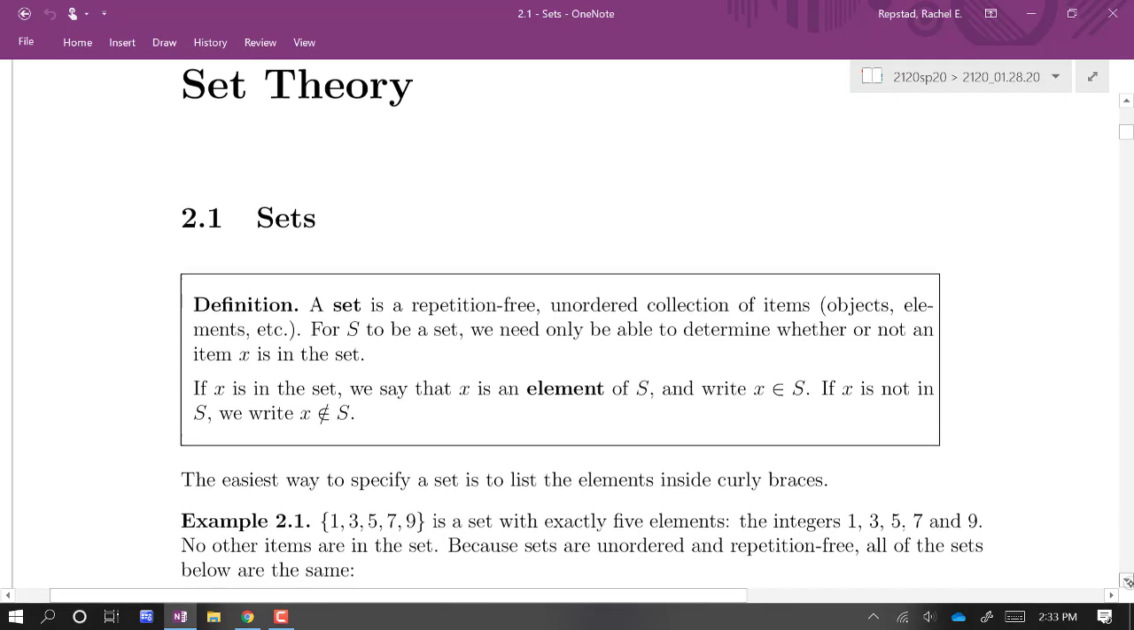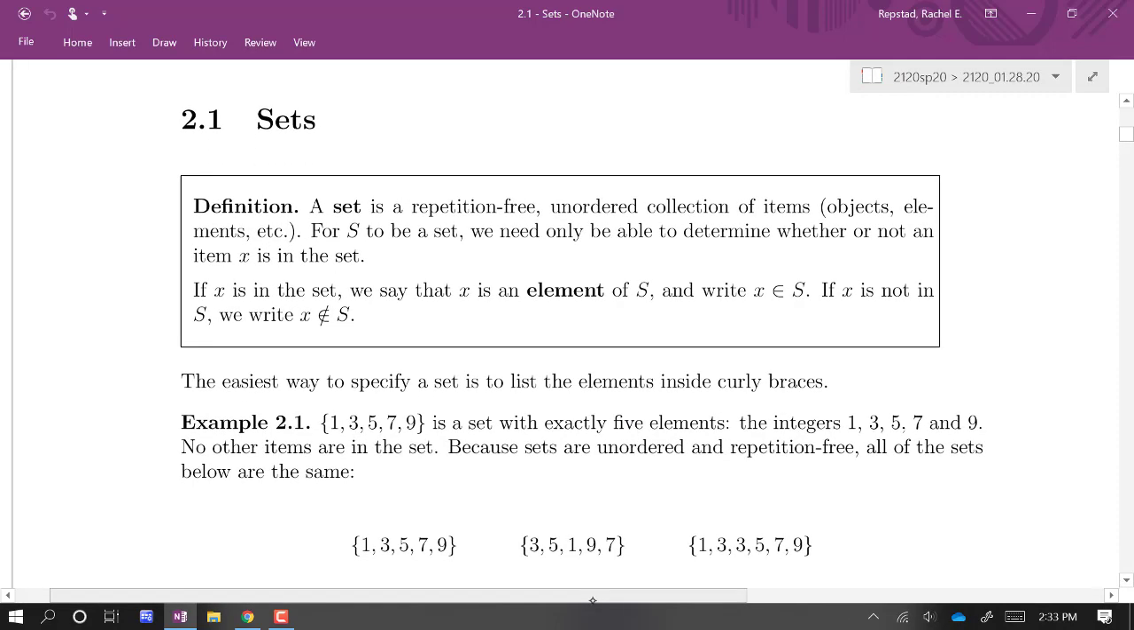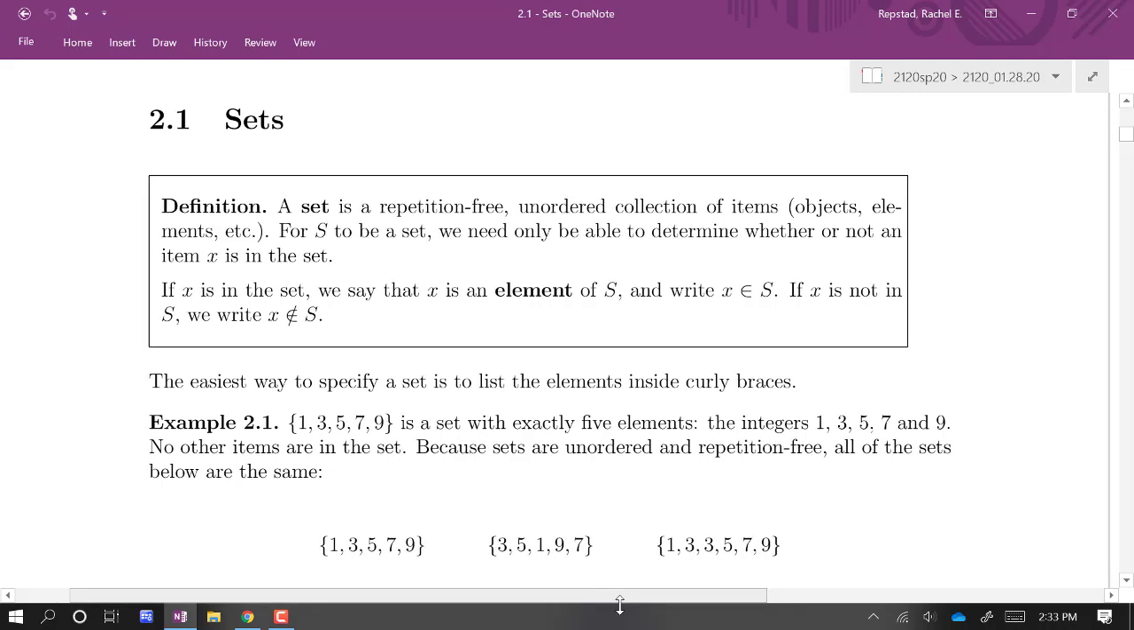So, every discrete math course and virtually any higher level math course begins and has its foundation in sets. So, a set is simply a collection of elements. There's a little bit more wordy definition here: a repetition-free, unordered collection of items.